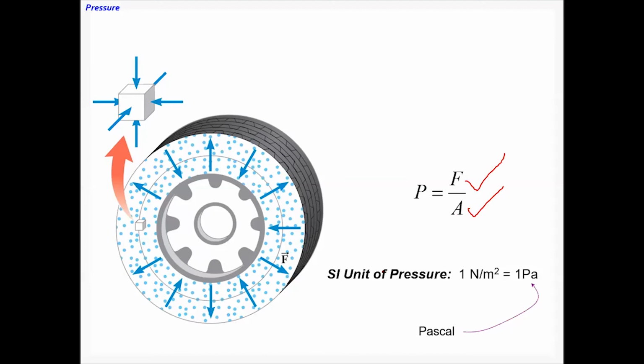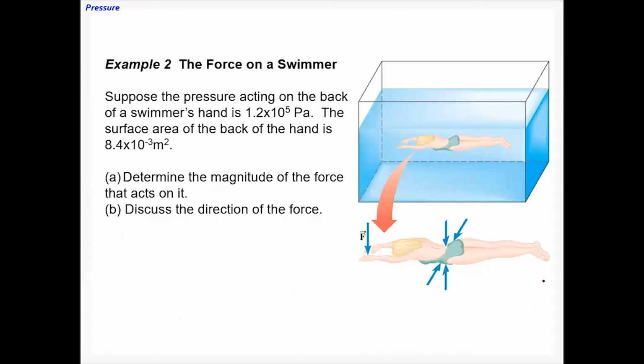So what is the unit of pressure? Force is Newton and area is meter squared. By the way, Newton per meter squared is also called Pascal, which is Pa. Okay, let's do one problem here.